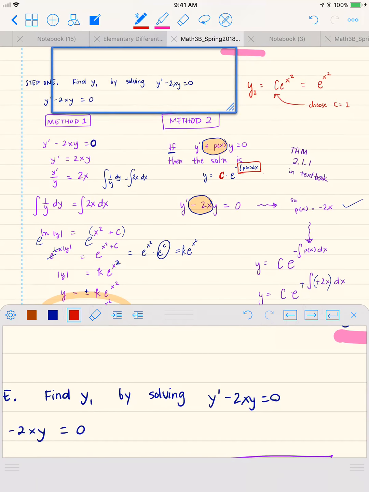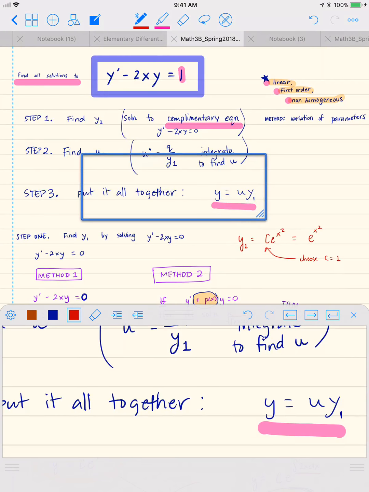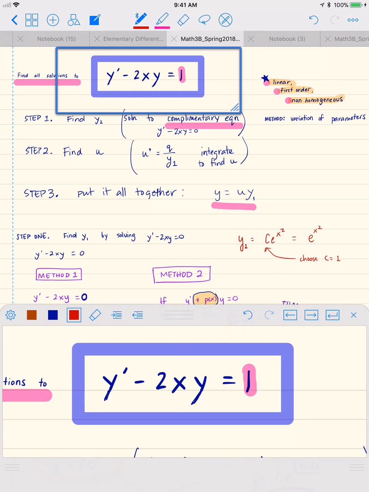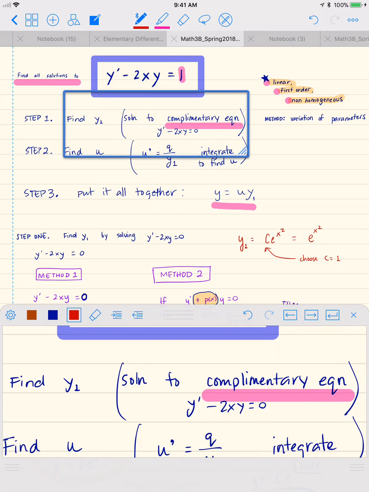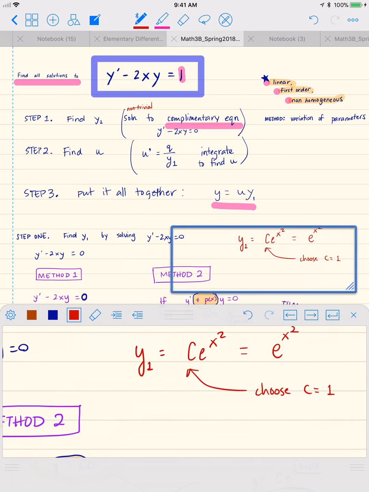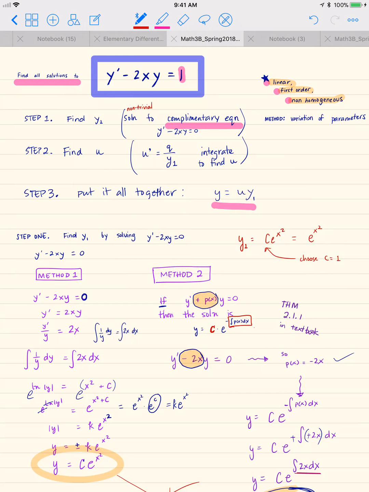And our solution to the entire equation, when we put it together, we'll just have y equals 0, which is not going to be a solution of our original differential equation. So let me, in fact, go here and modify this to say y1 needs to be a non-trivial solution to the complementary equation. Okay? So we can just work with y equals e to the x squared.